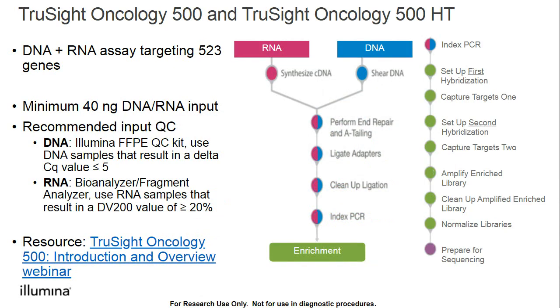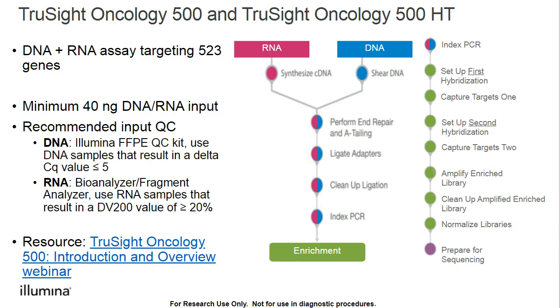So our TruSight Oncology assay is a DNA and RNA assay that targets 523 genes. We can see in the workflow diagram on the right that the DNA and RNA libraries are actually prepared in tandem, and then they will be pooled for sequencing. And this assay is similar to TruSight Tumor 170, just that TruSight Tumor 170 is a smaller panel targeting 170 genes.